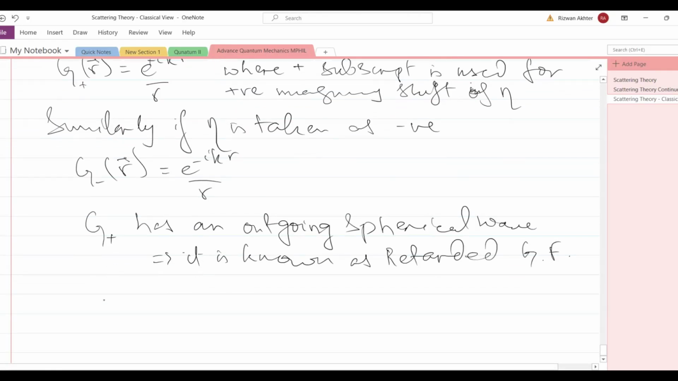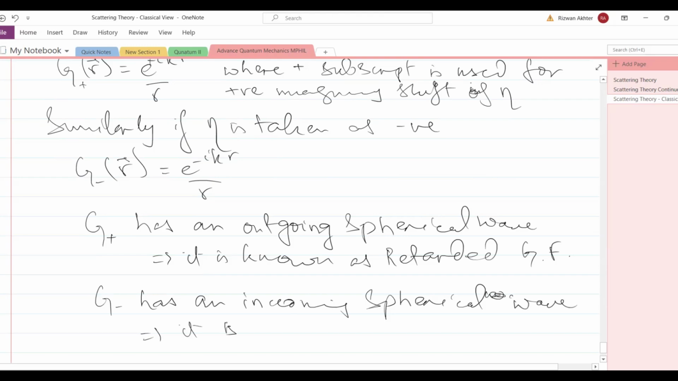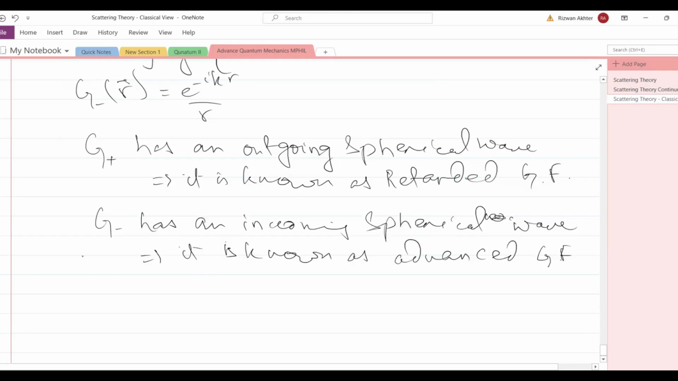Similarly, there is G minus. G minus in fact has an incoming spherical wave, and what is it called? It is known as advanced Green's function. So this is advancing towards the scattering center. So this means that we have two solutions.